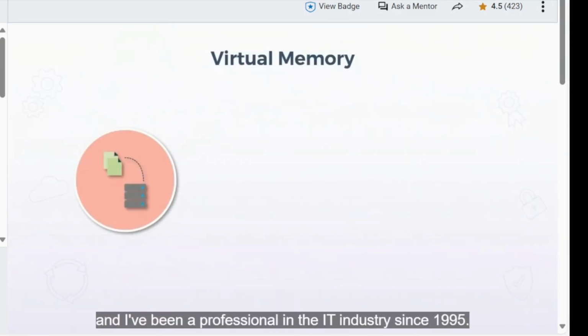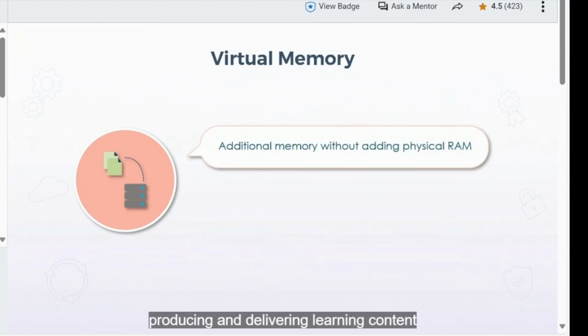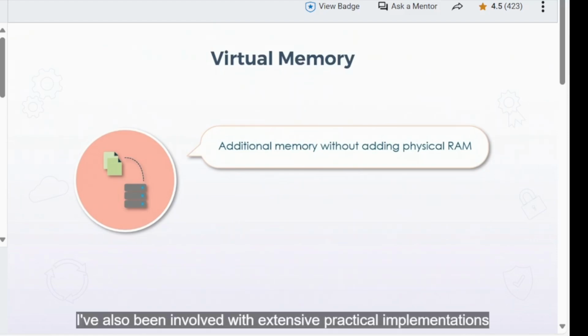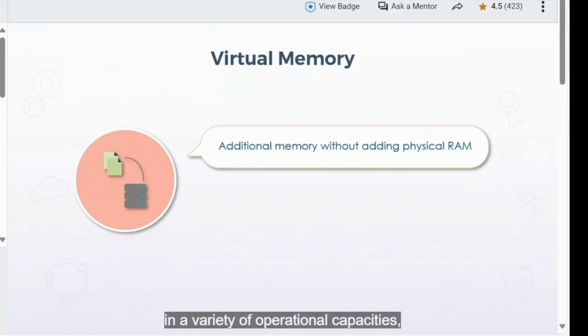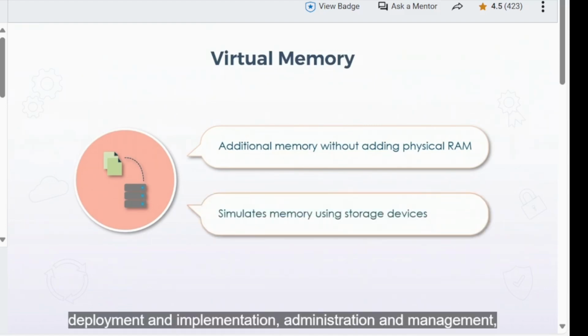In our first video for this course, we'll examine the use of what's known as virtual memory, whereby any given computer can gain access to additional memory without adding any physical RAM. Now, that immediately raises the question, where does this additional memory come from? Well, it actually comes from the computer's primary storage device, or the hard drive, but we'll get into that in greater detail in just a moment.